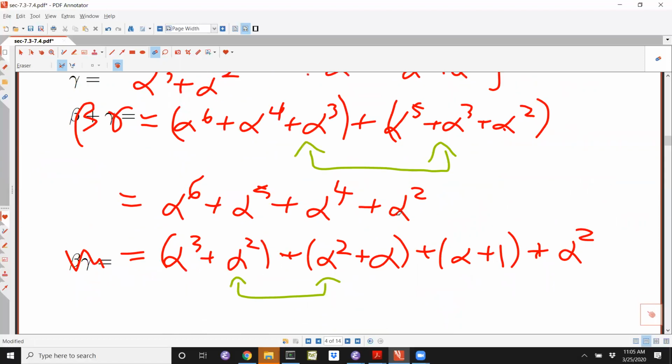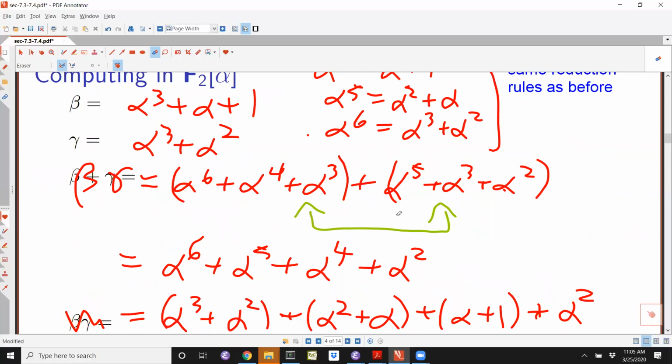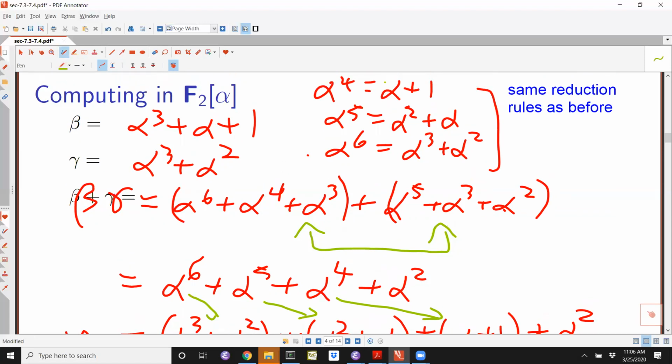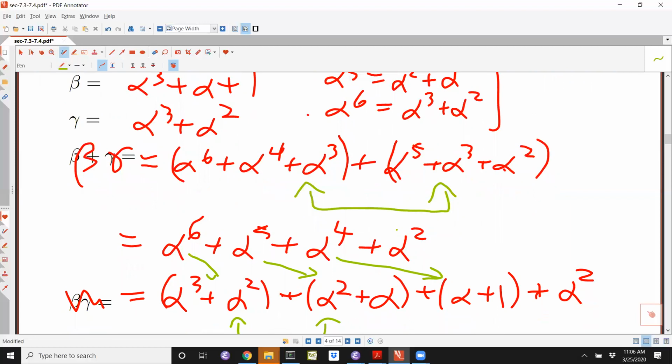I'm just repeating them for convenience, because I can look up and see that alpha to the sixth is equal to alpha cubed plus alpha squared, and alpha to the fifth is equal to alpha squared plus alpha, and alpha to the fourth is equal to alpha plus one. I just read them right off the rules up here. Samar asks, are alpha to the fourth, alpha to the fifth, and alpha to the sixth always the same, or is it just for this example? It's just for this example.